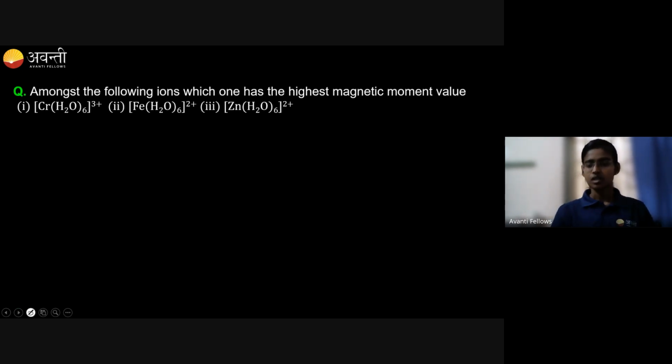Okay. So let me take the first complex, which is a chromium complex. What is the oxidation state of chromium, students? It is +3, right? Chromium is taken as X. Water is a neutral ligand, so 0, and it is equal to +3. So the oxidation state of chromium is +3.